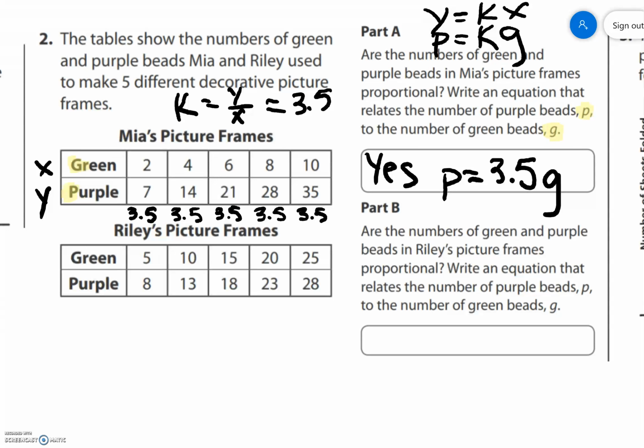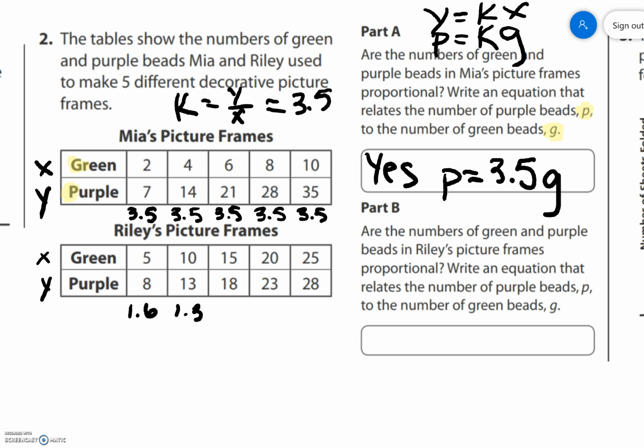Part B, are the numbers of green and purple beads in Riley's picture frames proportional? Write an equation that relates the number of purple beads P to the number of green beads G. So we're looking here again. We've got x and y. We're trying to find out if they have equal ratios, equal constants of proportionality. So we do 8 divided by 5, that's 1.6. 13 divided by 10 is 1.3.